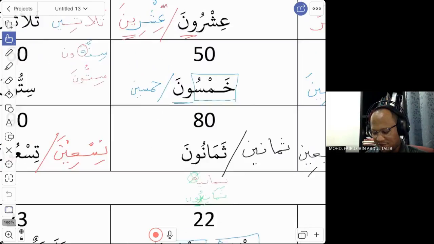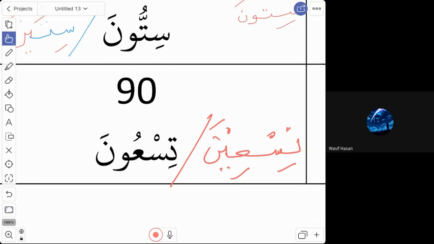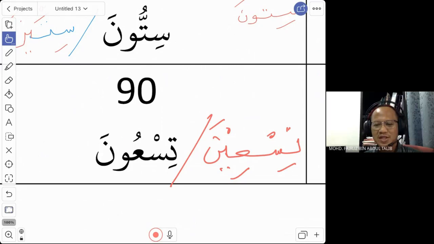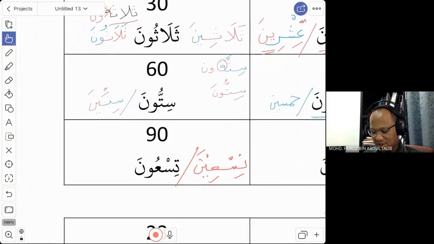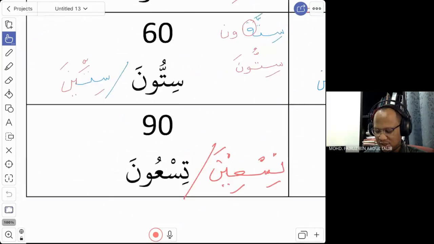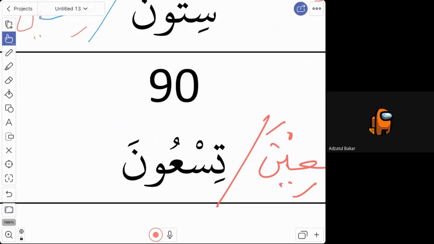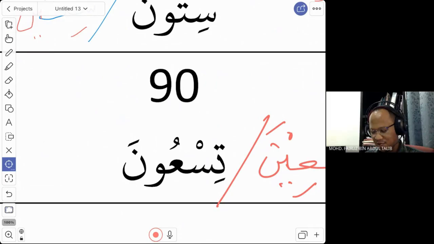Wasif, try 90. 94. Arba'atun wa tis'un. Yes, sahih. Azatul, you missed our lesson here, so can you try? How to say 93? You mention number 3 and mention 90. Salasa wa tis'un. Yes, so that is how we say 90 and something.